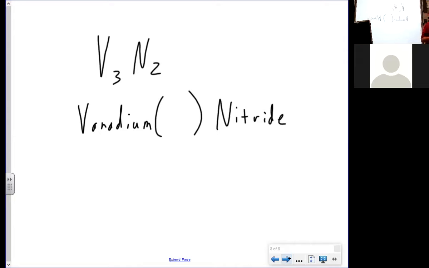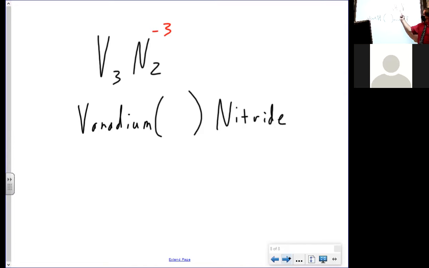Now we have to figure out what the Roman numeral is. And you always start with what you know. Do I know vanadium or do I know nitride? I know nitride is always going to be what charge? It's always going to be negative 3.